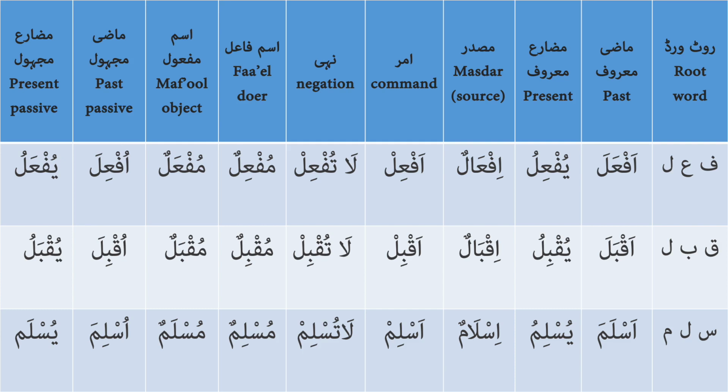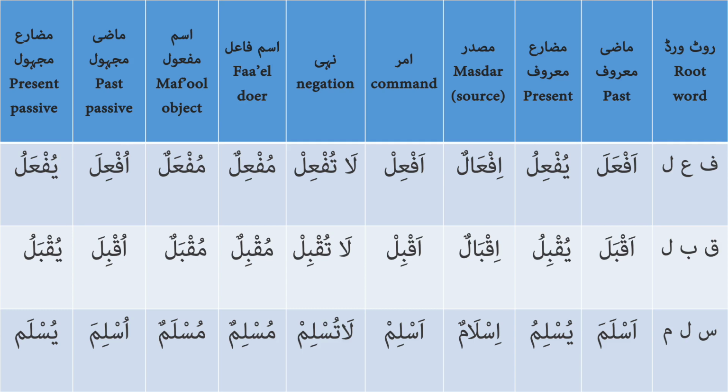The root word is fa, ayn, lam, fa'ala. The conjugation is فعل أفعل يفعل إفعال أفعل لا تفعل مفعل مفعل أفعل يفعل.